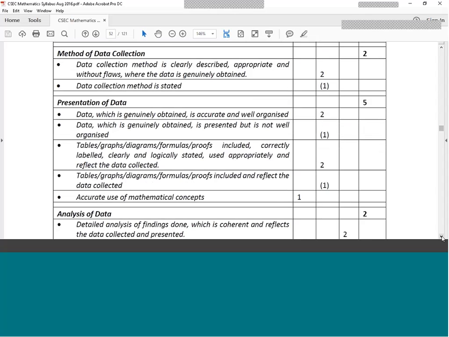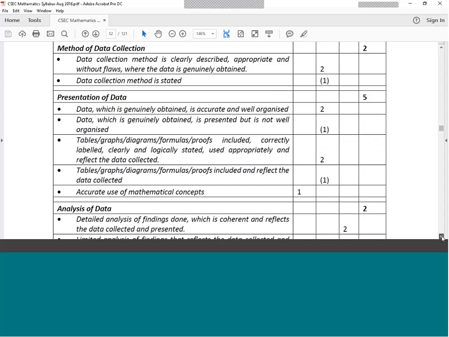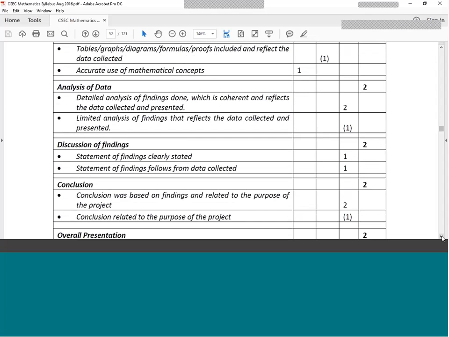The accurate use of mathematical concepts. So like in this case where the students calculated the last column of that table and the total emissions, how they went about coming up with that calculation, is it accurate? Did they err in that? Did they leave out something which they should have considered? So accurate use of mathematical concepts comes in there. The analysis of data, the detailed analysis of the findings done, which is coherent and which reflects the data collected and presented. So again, this is hinged on the data presented. If the analysis is not talking about what is presented in the last section, then the students can be penalized here as well.